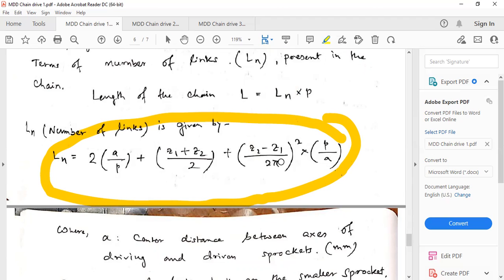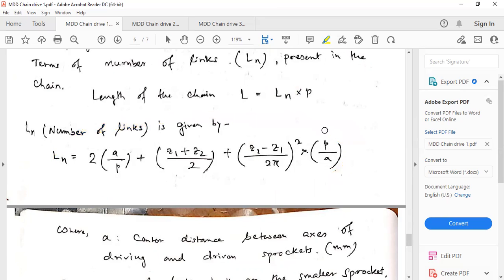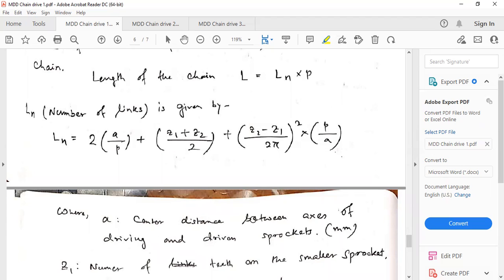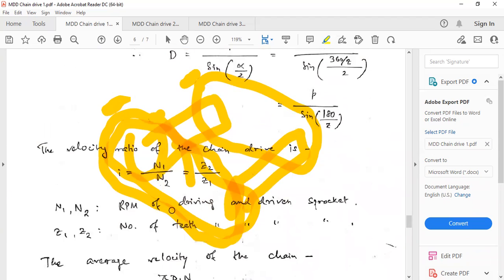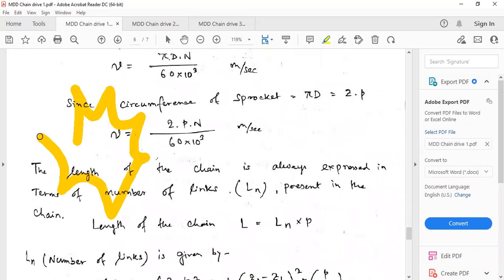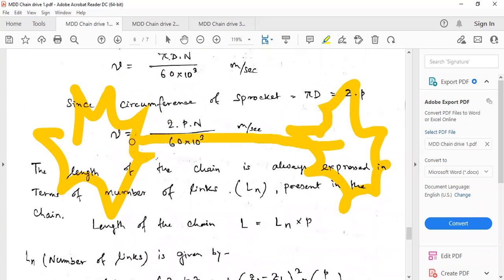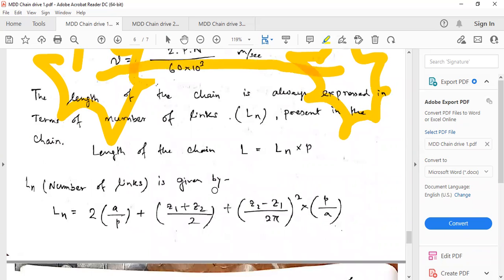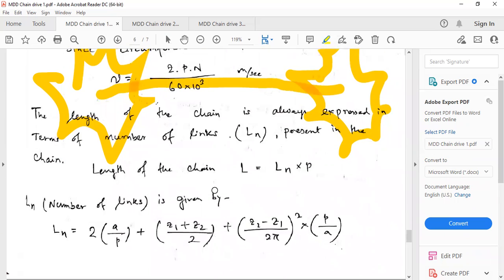if you have already decided your pitch. Here P is the pitch, and Z1, Z2 are the numbers of teeth in the two sprockets. Z1 is the number of teeth in the first sprocket, Z2 is the number of teeth in the second sprocket. And what is A? A is the center distance between the sprockets. Obviously there are two sprockets, here is one and there is another on this side, so we have a center distance. Now the thing is, just like your belt drive, you have an approximate center distance.